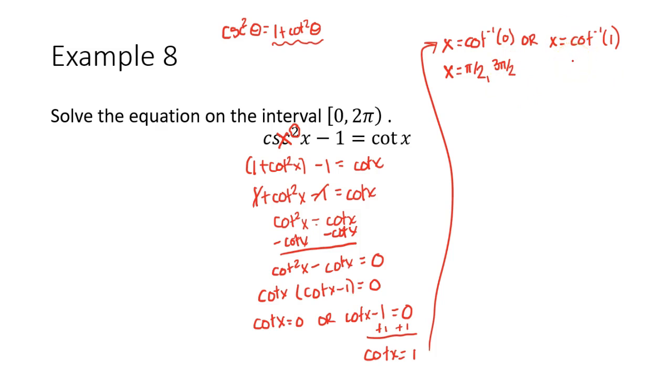Over here, we're looking for the cotangent to be positive 1, and on the unit circle, the cotangent is going to be the x-coordinate divided by the y-coordinate. That means x and y are the same, and that happens at pi over 4 and at 5 pi over 4.